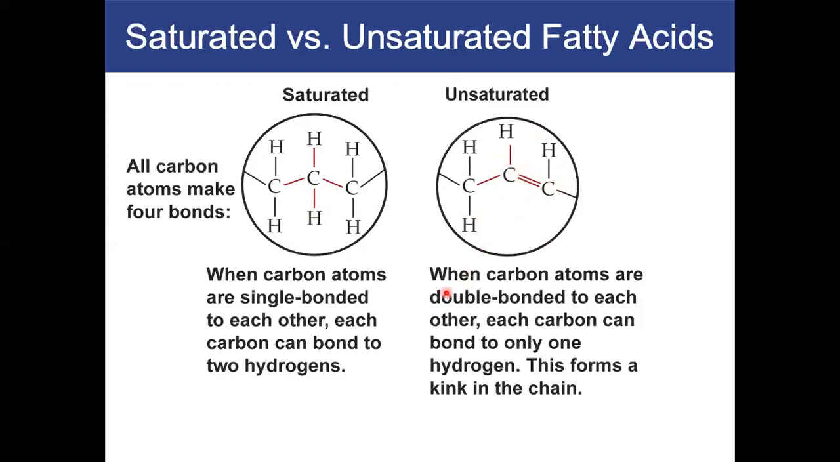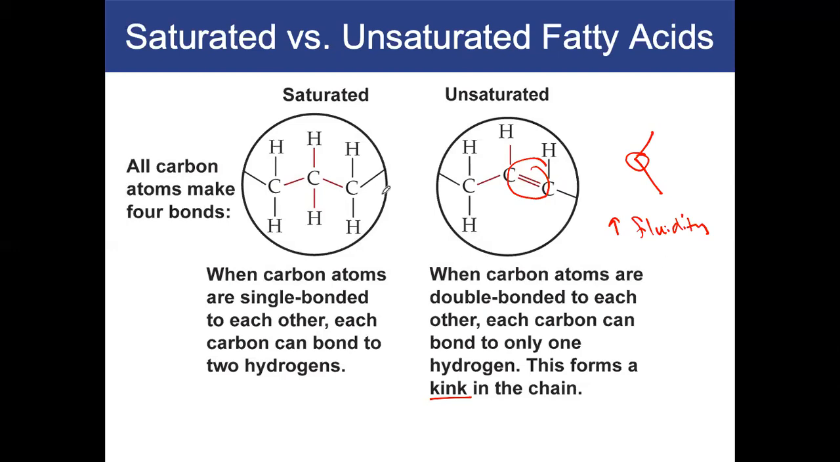Why is this important? If you look down, it forms a kink in the chain, okay? This double bond right here is going to make this fat kink. And so it forms a kink in the chain of this fatty acid tail. And when it kinks or bends, this is going to increase the fluidity. And so the more double bonds you have, the more fluidity there is. And this will be important when we get to our plasma membrane, right?